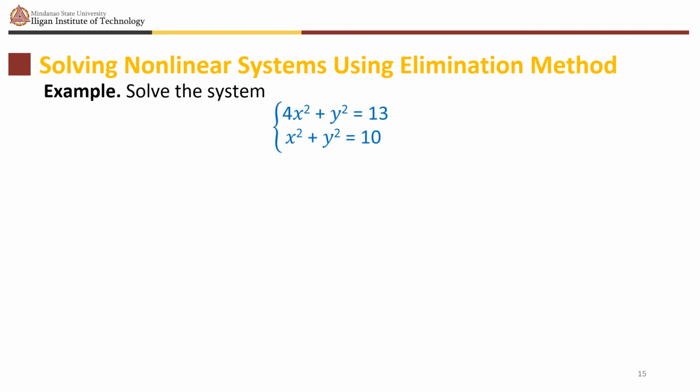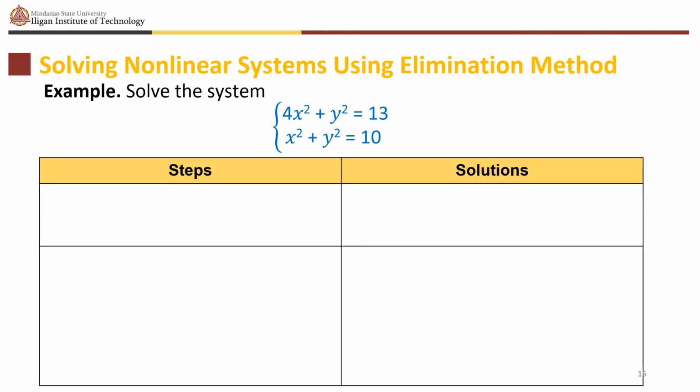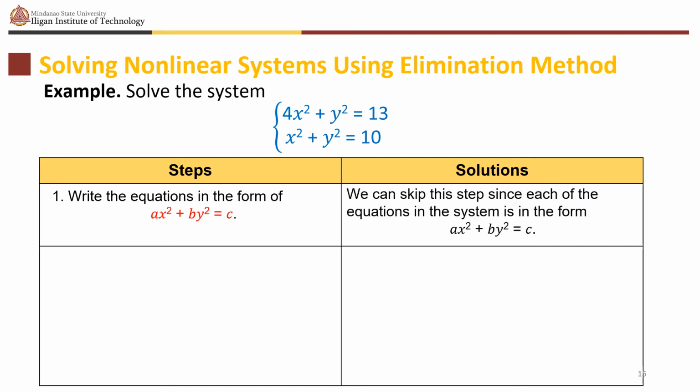So we have here another example. Solve the system 4x squared plus y squared is equal to 13, x squared plus y squared is equal to 10. Here are the steps. First step would be to write the equation in the form of ax squared plus by squared is equal to c. So we can skip this step since it's already written in such a form.